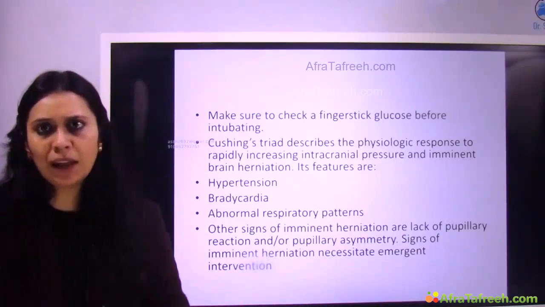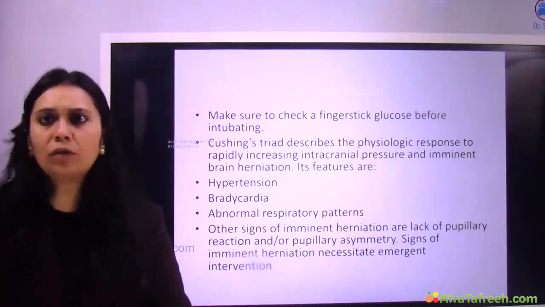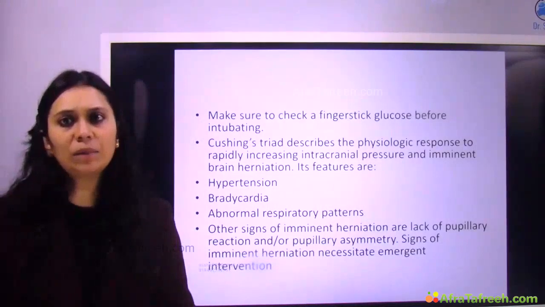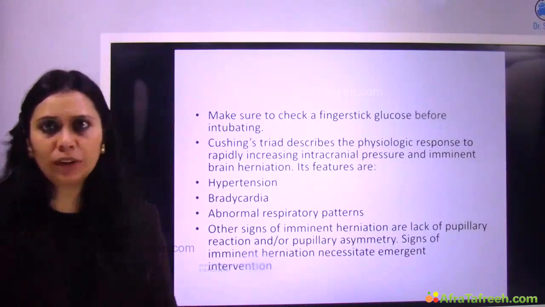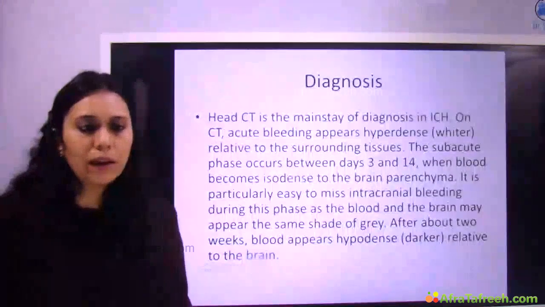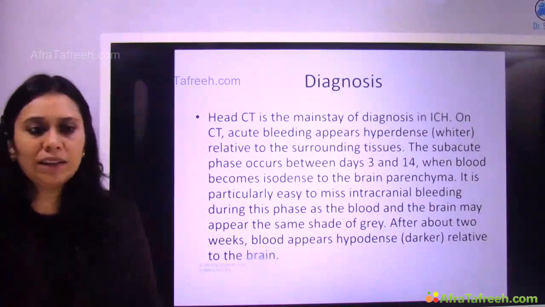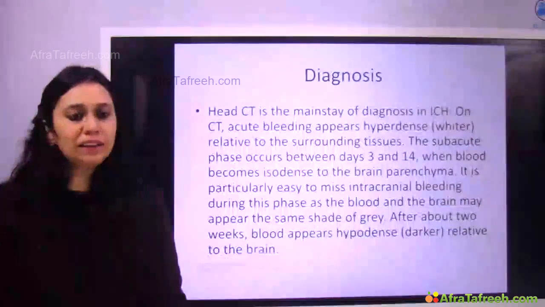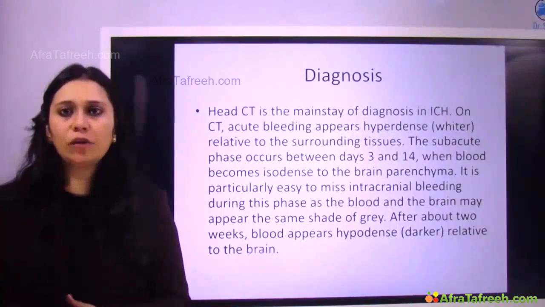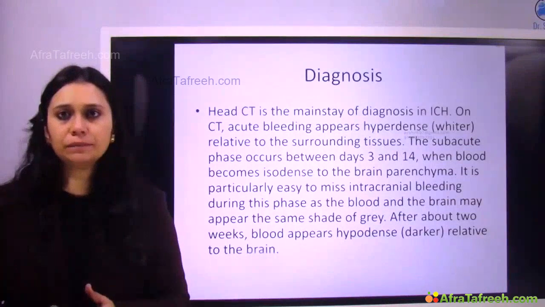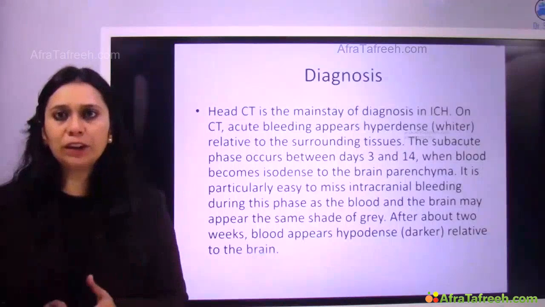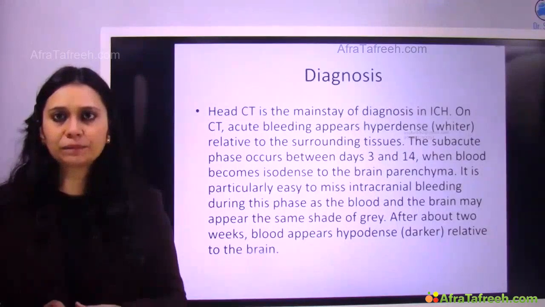Now, once I have stabilized the patient, I will work towards establishing the diagnosis. The faster I can establish the diagnosis, the more beneficial it is for the patient. So I would do an NCCT as fast as possible in these patients. Head CT is the mainstay of diagnosis of intracranial hemorrhage. On CT, what do we look for? In the acute phase, the blood is hyperdense compared to the surrounding brain tissue, so it will look whiter.